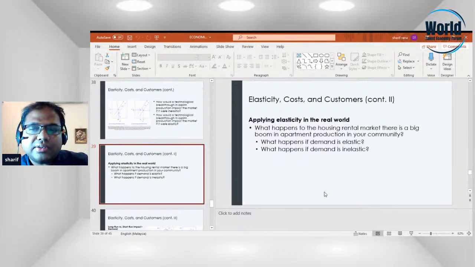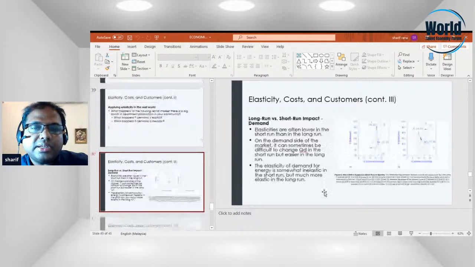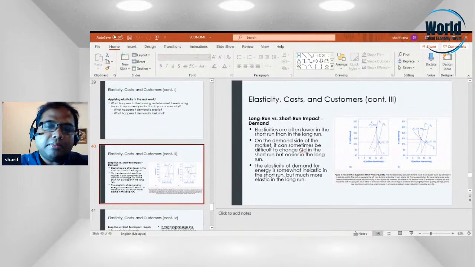Applying elasticity in real life. What happens to the housing rental market if there is a big boom in apartment production in your community? What happens if the demand is elastic? What happens if the demand is inelastic? There are many specific questions we can ask about price elasticity and demand elasticity. If we can understand them in an effective way, then we can take the necessary initiative to solve this problem.